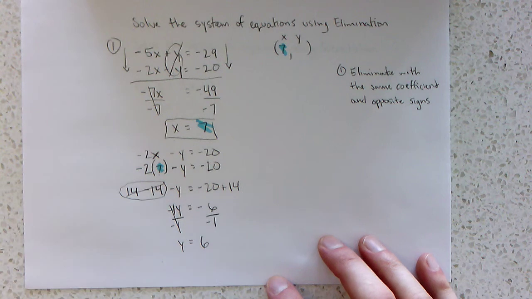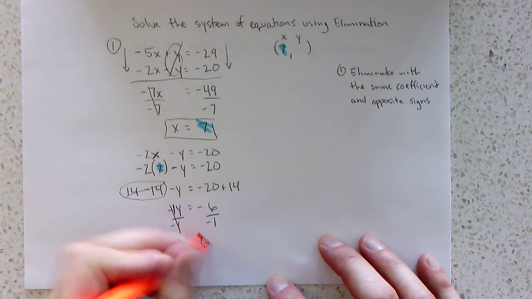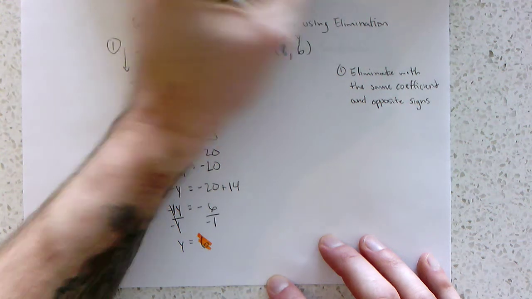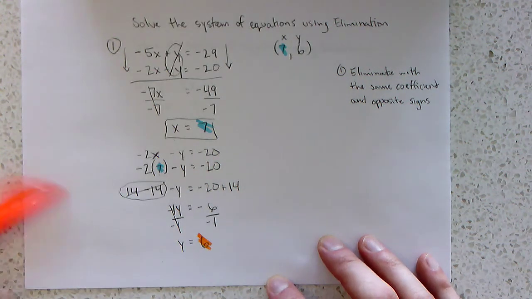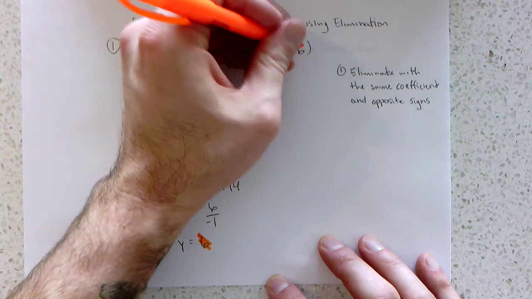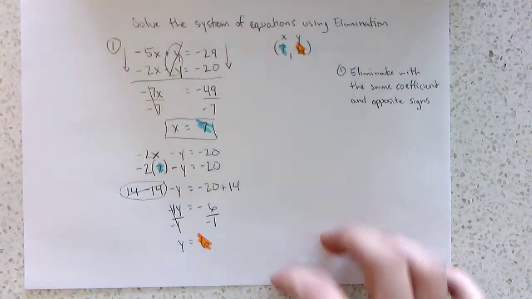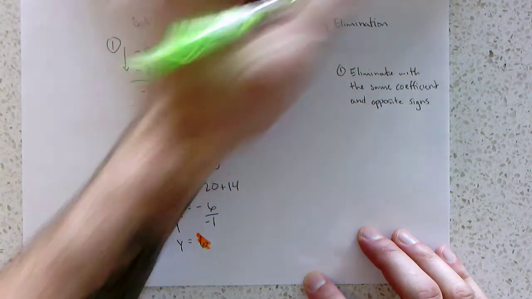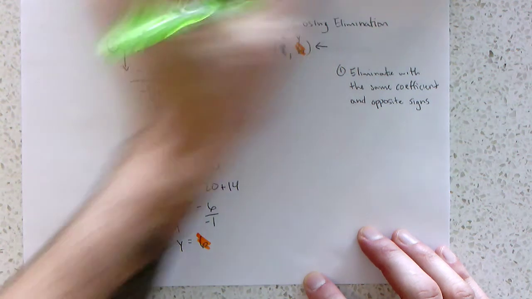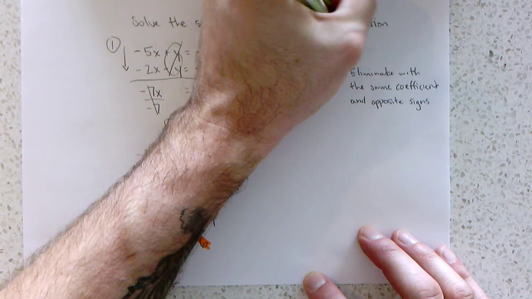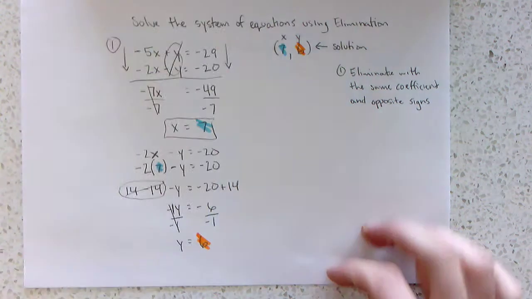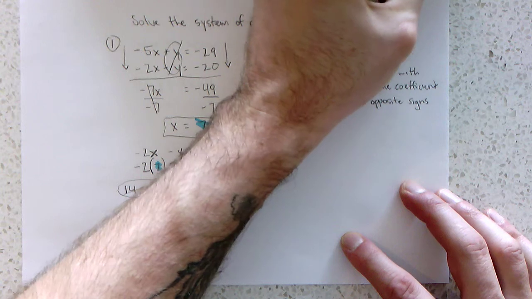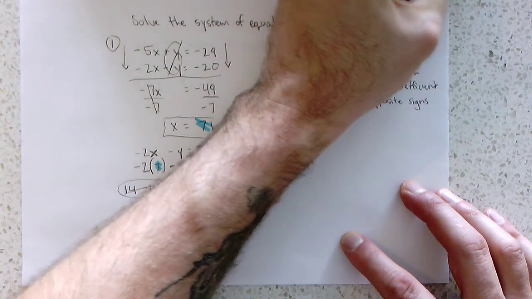And so this y value is now going to go up into our coordinate pairs. So our y value up here. So my solution to the system of equations is my coordinate pair. So this is where the two lines are going to intersect.